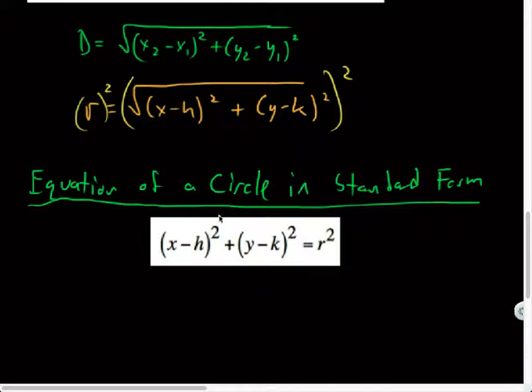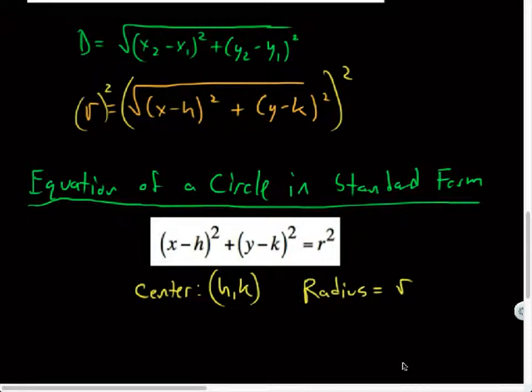All right, so for standard form, this is what it looks like: (x minus h) all squared plus (y minus k) all squared equals r squared. And the center is the point (h, k). And the radius is the r there. Okay, so with that information, we're now going to be able to write equations of circles, graph equations of circles, and all sorts of goodies like that.